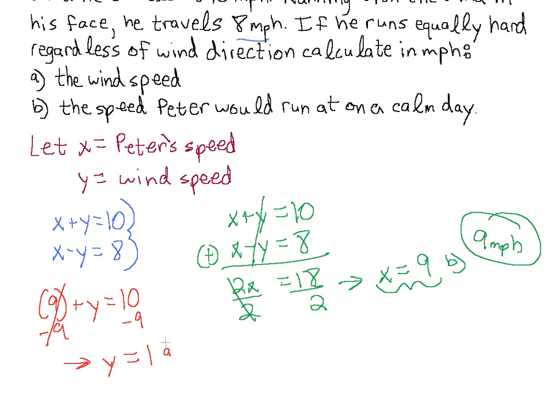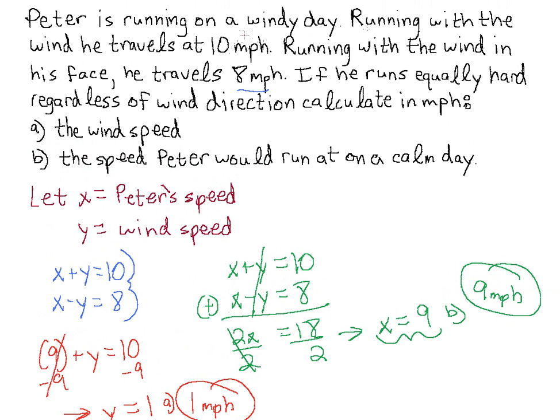This is the answer to A. The wind speed is 1 mile per hour. Not a whole lot of wind, but again, it's not hindering his speed very much. It goes from 10 miles an hour when he has the wind at his back to 8 miles an hour when he has a wind speed of 1 mile an hour in his face. So he's running against the wind there.